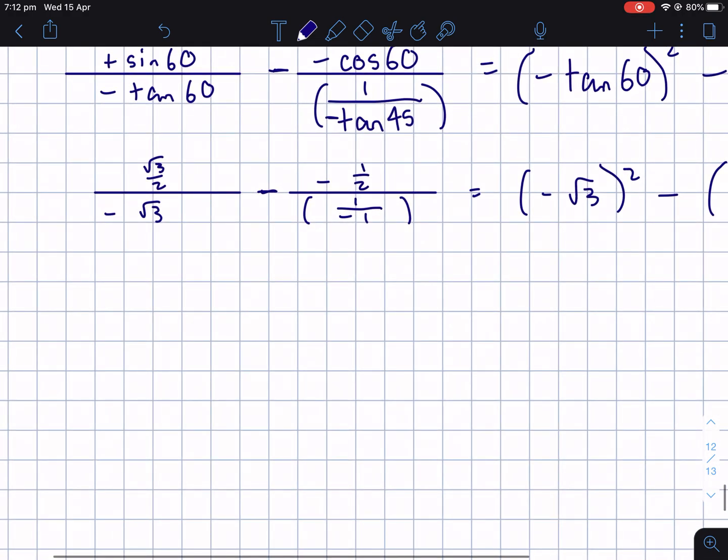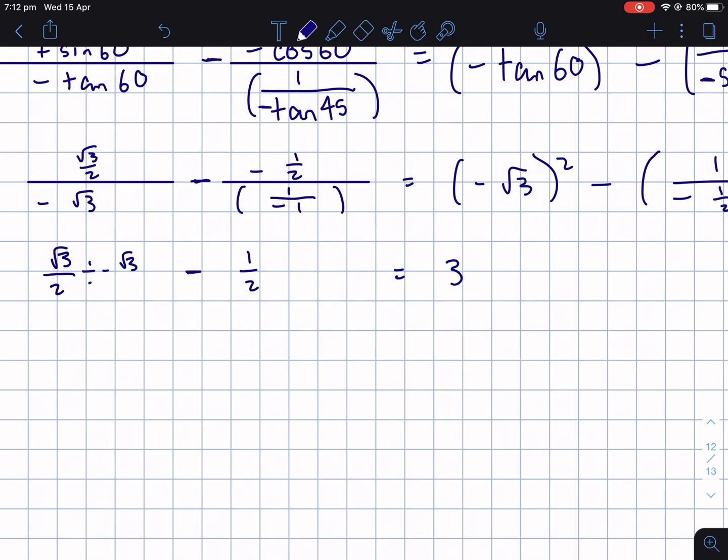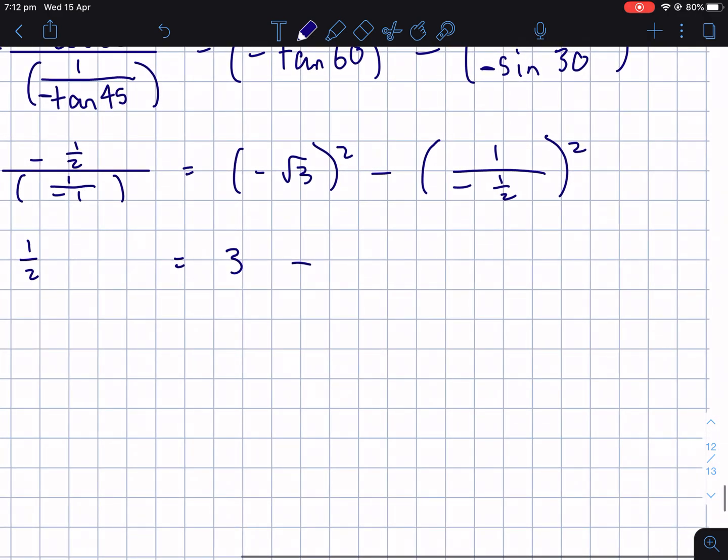Okay. Now, root 3 on 2 divided by root 3. So that's root 3 on 2 divided by negative root 3, minus 1/2, because it's divided by negative 1. It's negative 1/2 divided by negative 1, so it's minus a half. Negative root 3 squared is 3. And 1 on negative a half is negative 2 squared, so we're taking away 4. You can do that in your calculator, by the way. 1 on negative 1 on 2 squared, 4.